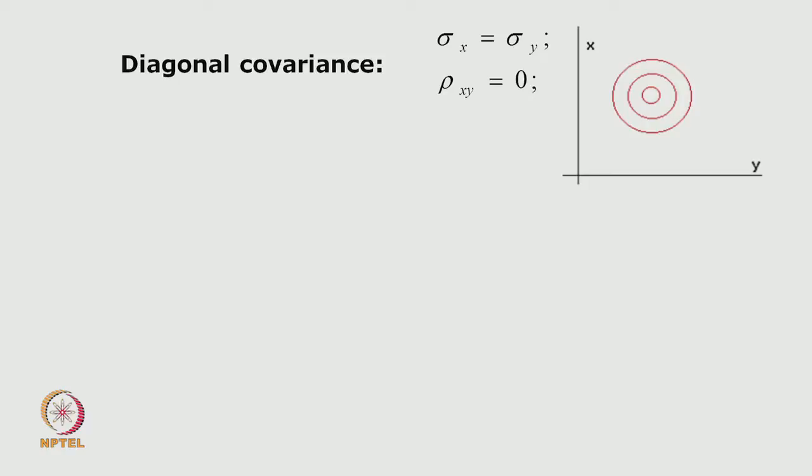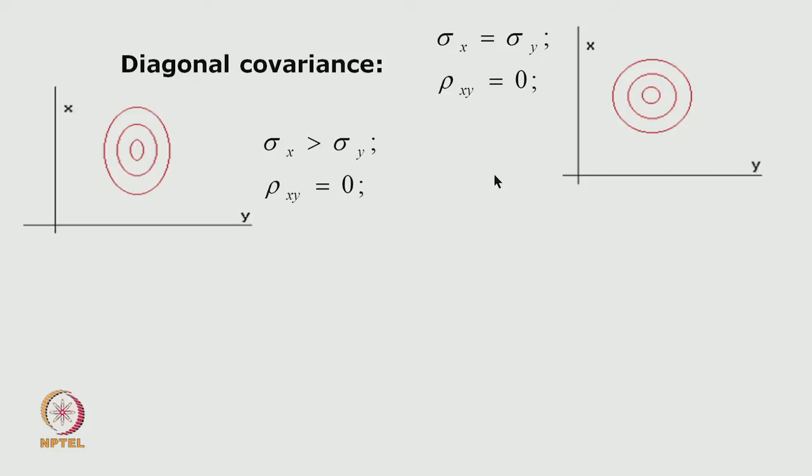Go back, and in that particular case, this is what you will have as the data distribution. Or you can say, if the data distribution is of a nature like this, then you are bound to have equal terms along the diagonal, sigma x square, sigma y square and so on, and the off-diagonal terms are 0.